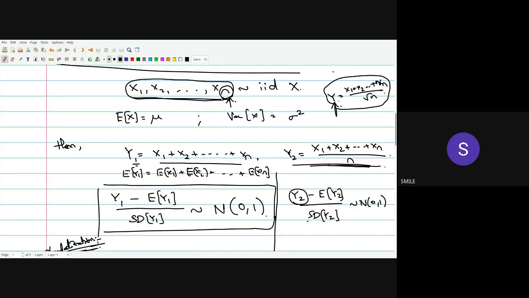Sir, can we say that if we take different sample means, the distribution of those different sample means, for a sufficient value of n, will form the shape of a normal distribution? Yeah, that's what they are saying.